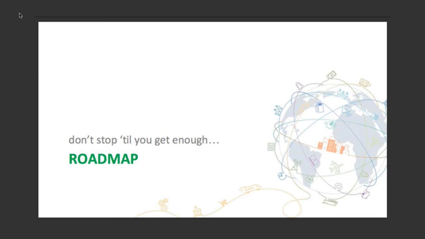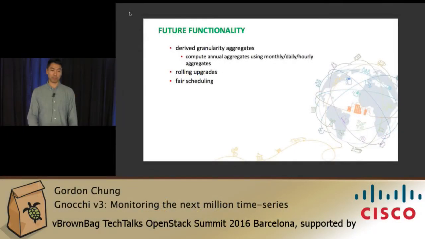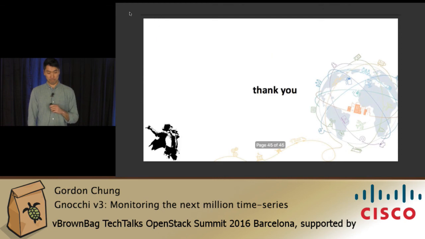For future work, we're looking at making the system more user-friendly by adding rolling upgrades, fair scheduling of the unprocessed measures that we have, and computing aggregates based on different granularities, so getting your annual aggregates from your daily or hourly aggregates. So that's my presentation on Gnocchi. Thanks, guys.